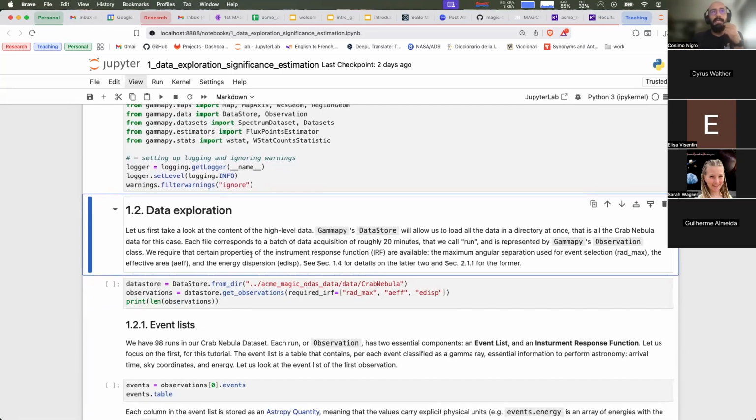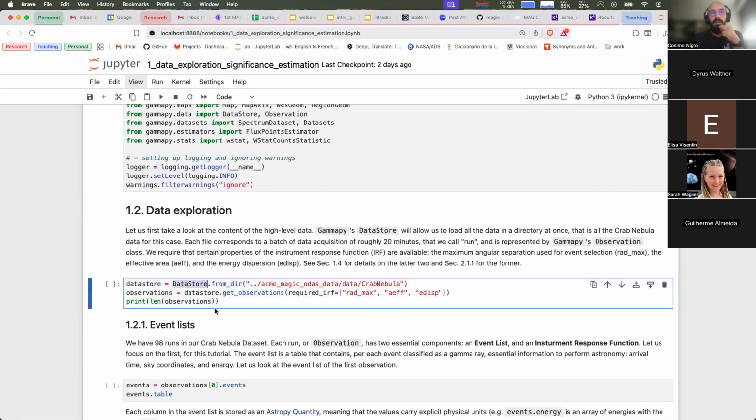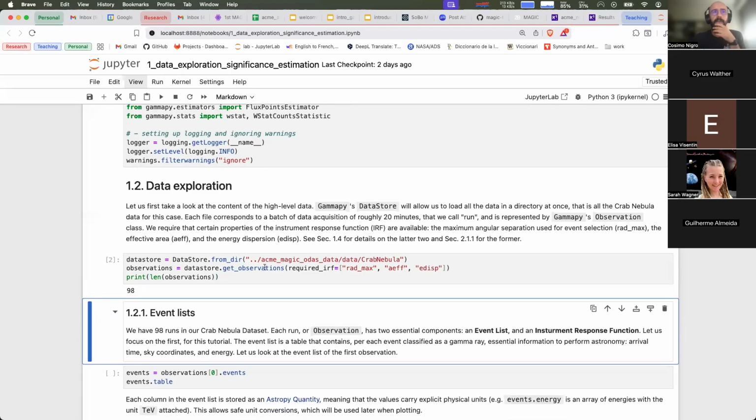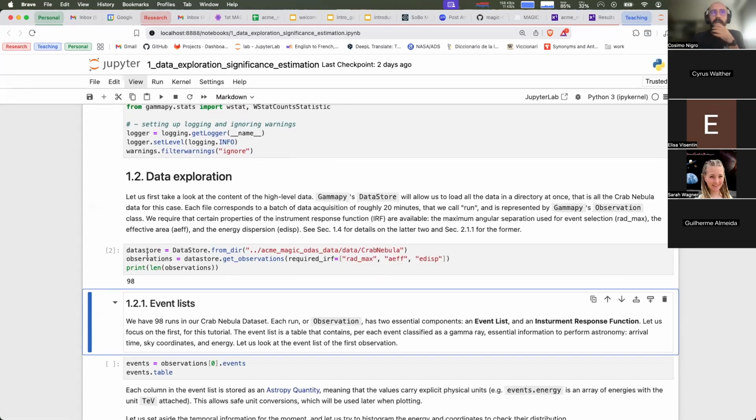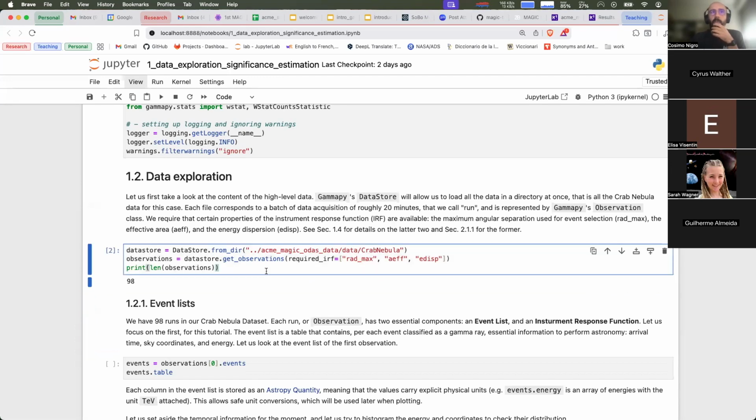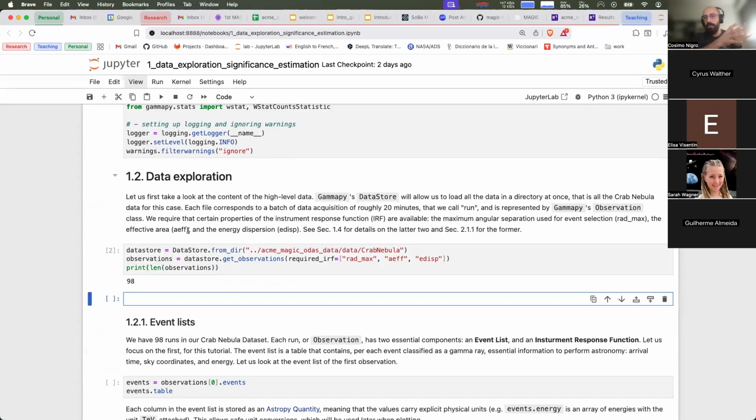To read the data, GammaPy has a data store class that can read at once all the data in a directory, and I'm pointing it to the Acme Magic Codas data Crab Nebula. So I want to read all the Crab Nebula data. Then we get the observations with the get observations function. What is an observation? It is basically the in-memory equivalent of the DL3 file.